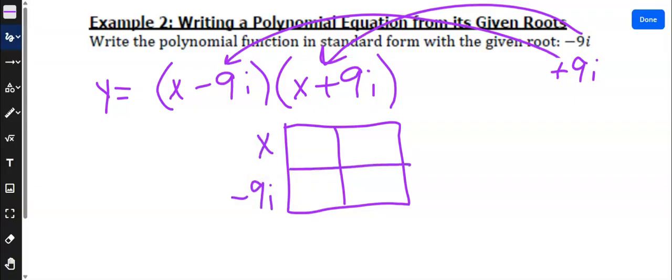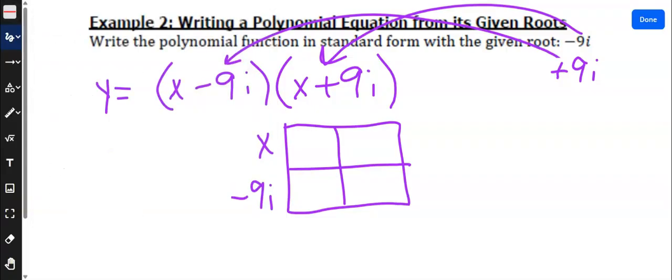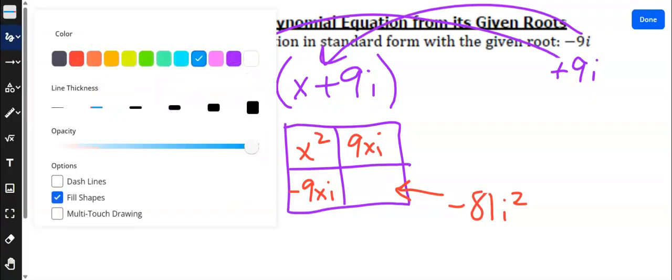Draw your little arrows, firsts, outsides, insides, lasts, just like you learned in Algebra 1. Firsts, outsides, 9xi, insides, negative 9xi. And lasts, this one down here is negative 81i squared. Oh, by the way, what is i squared again?